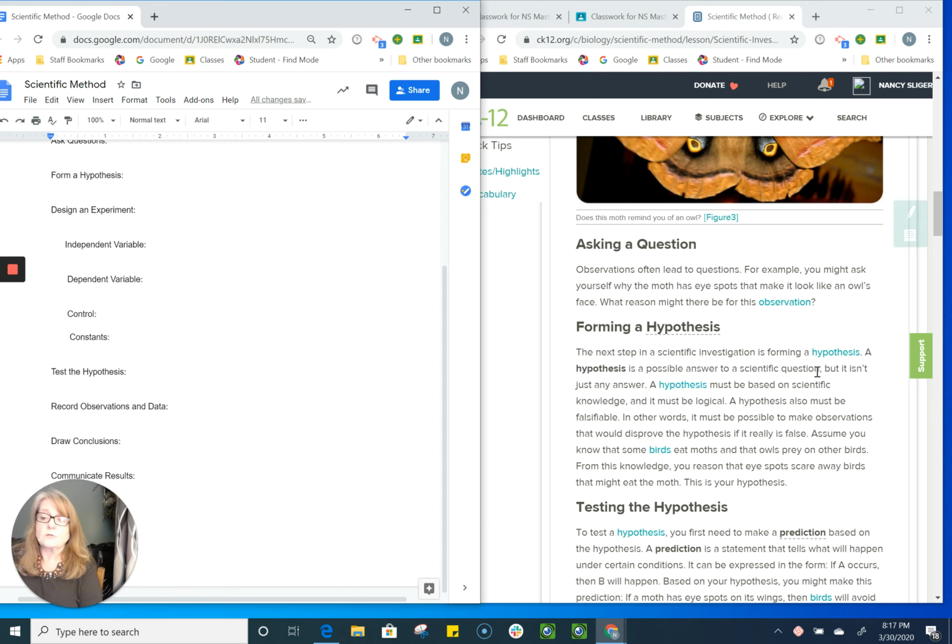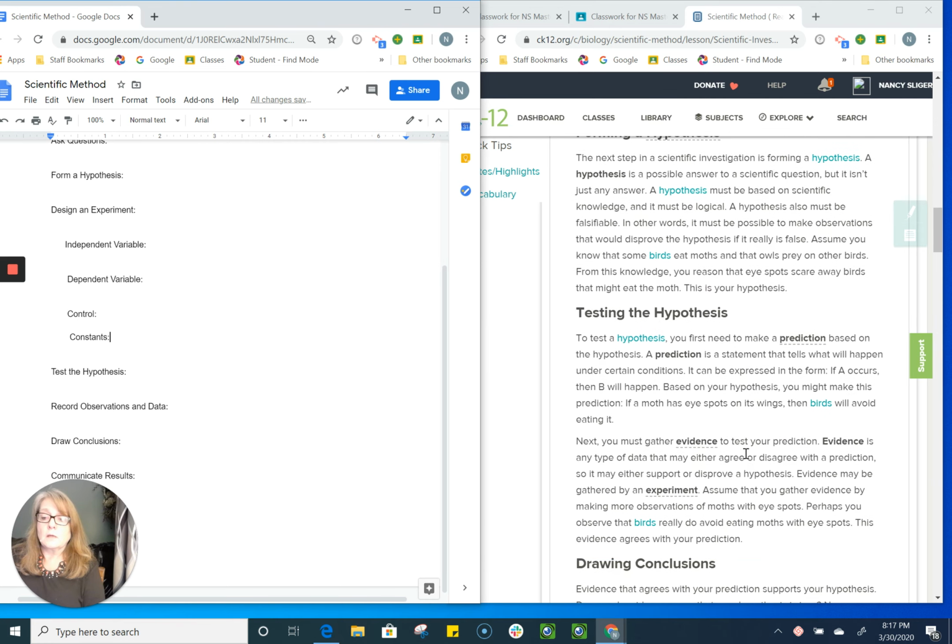Then you'd form the hypothesis. A hypothesis is a possible answer to a scientific question, but it just isn't any answer. It must be based on scientific knowledge. It must be logical. It must be falsifiable, which means testable. You're either going to say it's correct or it's incorrect when you get done with your experiment.